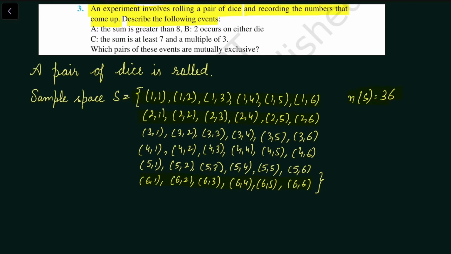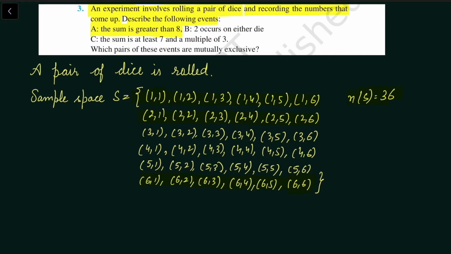First of all, the event A, which is saying the sum is greater than 8. The sum of the numbers on the two dice should be greater than 8. Now look, when a pair of dice is rolled, the minimum sum of the numbers is 2, when 1 1 is obtained on both dice, and the maximum is 12, when we obtain 6 on each die, that is 6 6. So the sum greater than 8 means the sum can be 9, 10, 11 or 12.